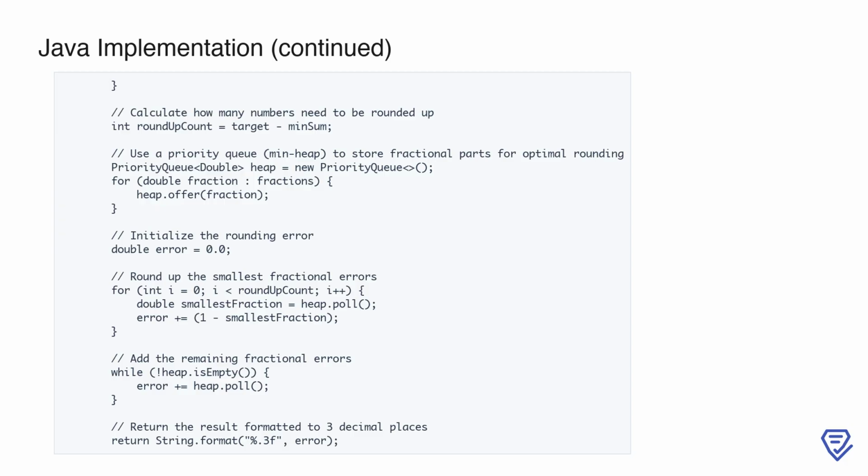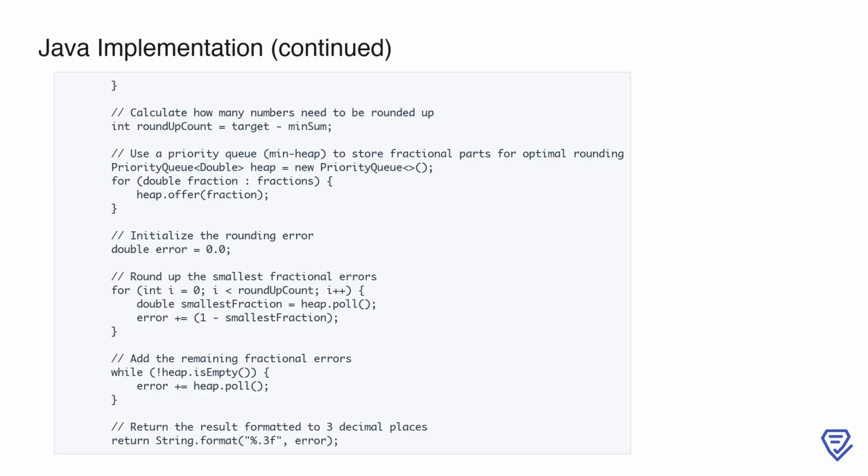If the target is within the achievable range, we proceed to calculate how many values need to be rounded up in order to meet the target. This is determined by subtracting the minimum sum from the target. To handle the rounding process efficiently, we use a priority queue, or min heap, to store the fractional parts. The heap ensures that we can access the smallest fractional values quickly, which helps minimize the rounding error.